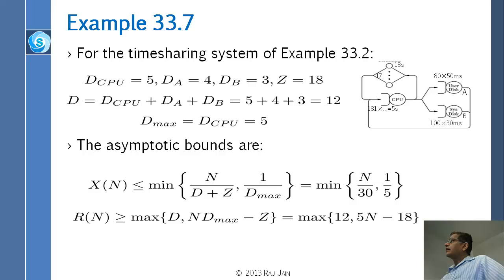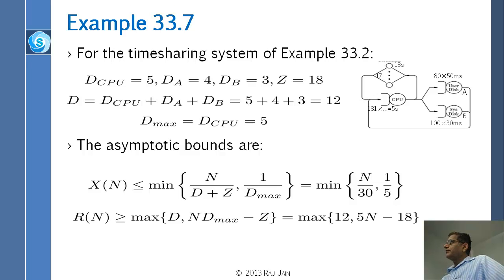D max, out of all these D's, the maximum is 5, therefore D max is 5. And so we can use the asymptotic bound law, which says Xn is less than the minimum of n upon D plus Z, comma 1 upon D max. That means the minimum of n divided by D, where D is 12 plus Z. Z is 18, and 12 plus 18 is 30. So N upon 30, comma 1 upon 5. D max is 5. So that is the formula for the throughput bound.